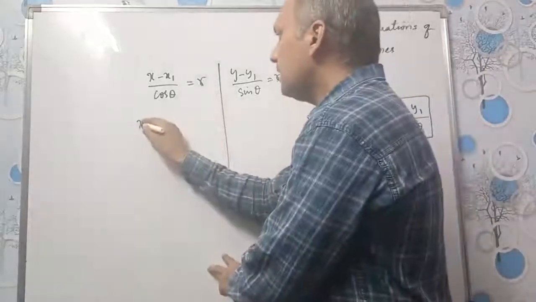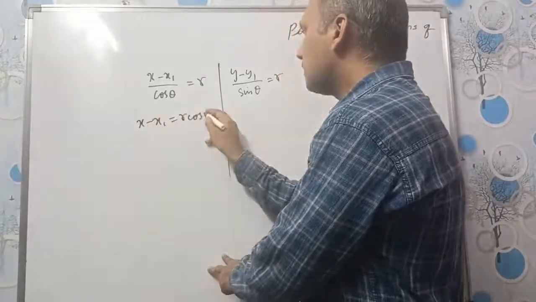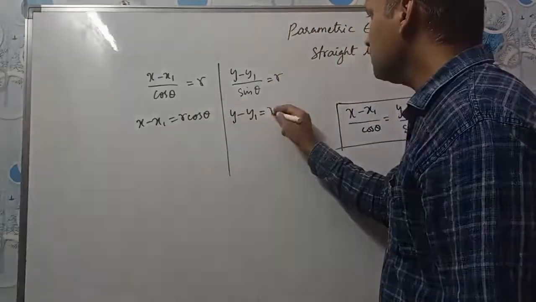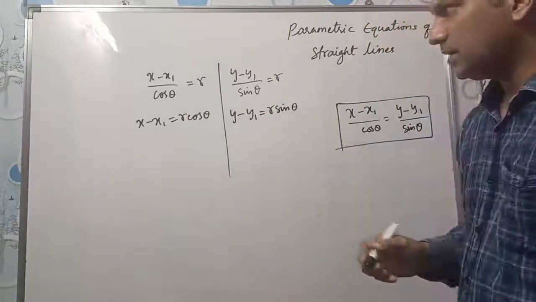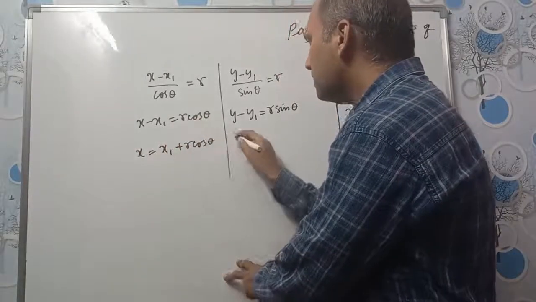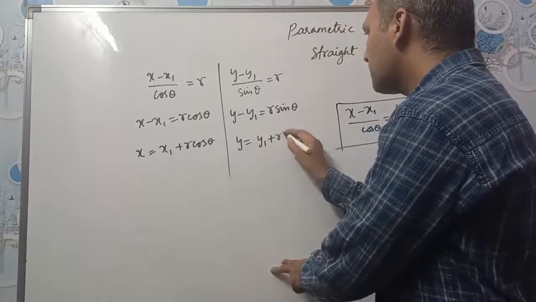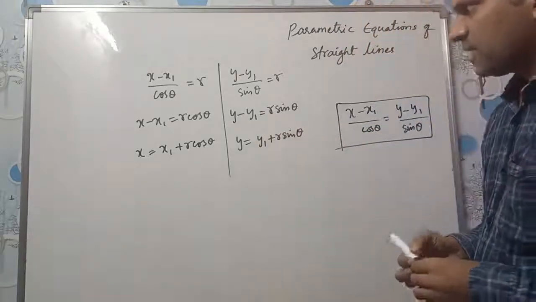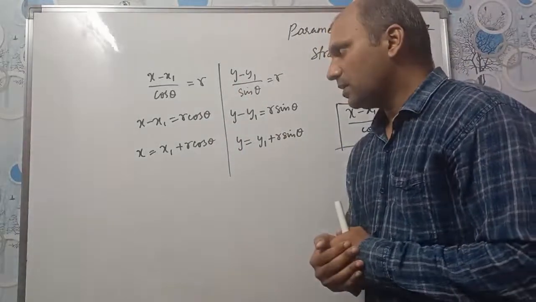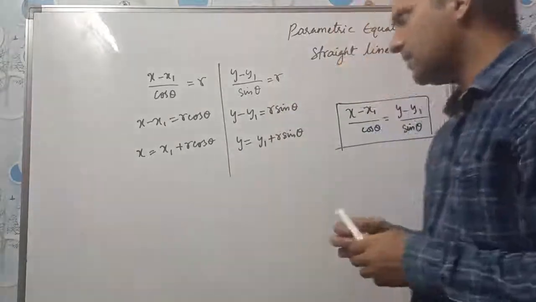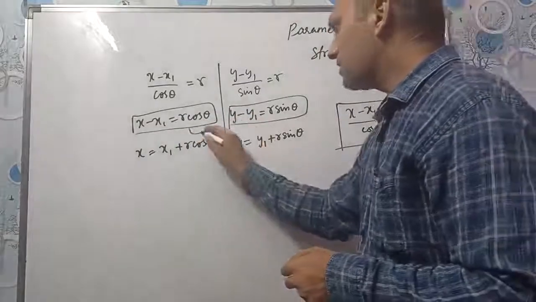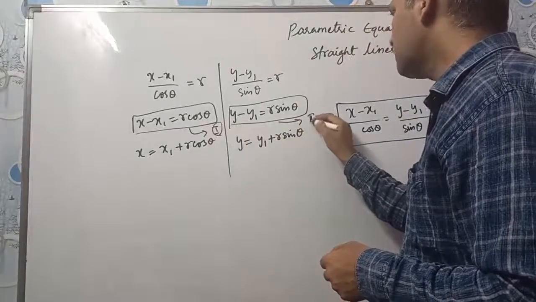Now if you cross multiply, x minus x1 is equal to r cos theta, and y minus y1 is equal to r sin theta. If you send x1 to this side, x will be equal to x1 plus r cos theta, and y will be equal to y1 plus r sin theta. But this parameter r will be the distance. Why will it be the distance? Let us find out. Let this be equation 1, let this be equation 2.